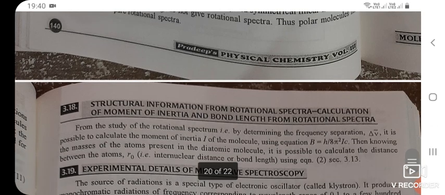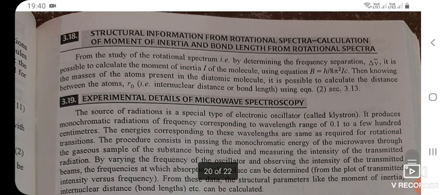give pure rotational spectra. Structural information from rotational spectra, calculation of moment of inertia and bond length from rotational spectra. From the study of the rotational spectrum, that is by determining the frequency separation, it is possible to calculate the moment of inertia I of the molecule using the equation B = h / (8 pi squared I c). Then, knowing the masses of the atoms present in the diatomic molecule, it is possible to calculate the distance between the atoms r0, that is internuclear distance or bond length, using equation 2.